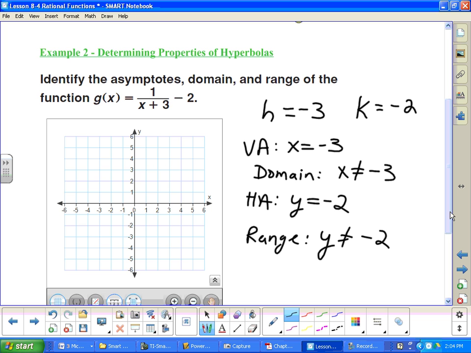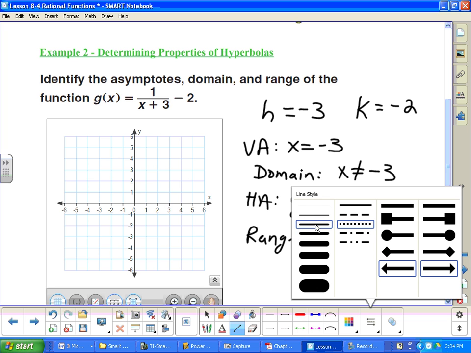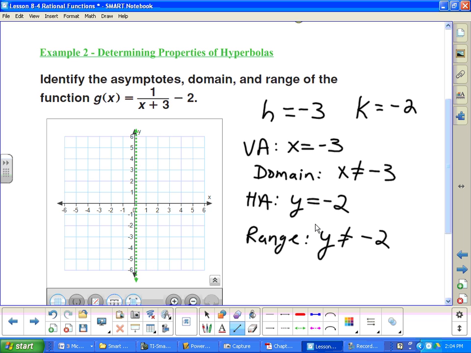So let's look at it graphically. First of all, let's look at the parent function for a moment. We have the parent function 1 over x. Its vertical and horizontal asymptotes are on the axes. And the graph looks like this.